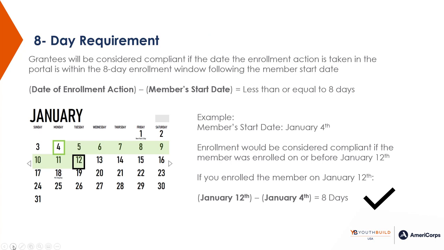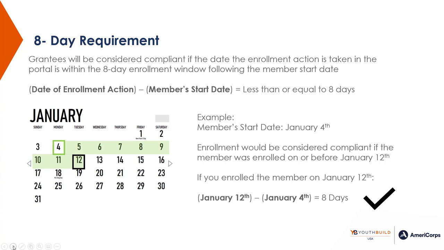Another important piece of enrolling an individual is the 8-day requirement in terms of getting that individual into eGrants in a timely manner based on their start date. So how this works is it's the date of enrollment action, which is really when you click that final button, and we'll get to the final button in a bit, of enrolling that individual in eGrants. So when you actually complete their enrollment minus the member's start date should be less than or equal to 8 days.